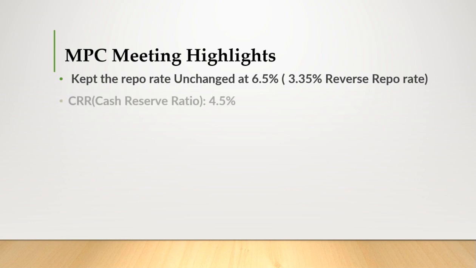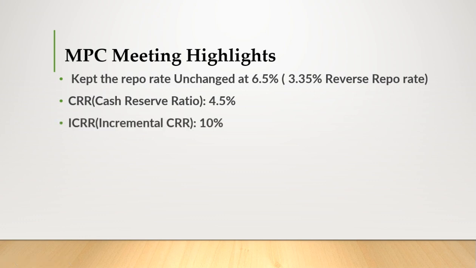Now the next parameter is CRR, the cash reserve ratio. They left it unchanged at 4.5%. Now what is CRR? It is the percentage of cash that a bank has to maintain with RBI to control the flow of currency. And controlling the flow of currency implies what? It is indirectly controlling inflation.